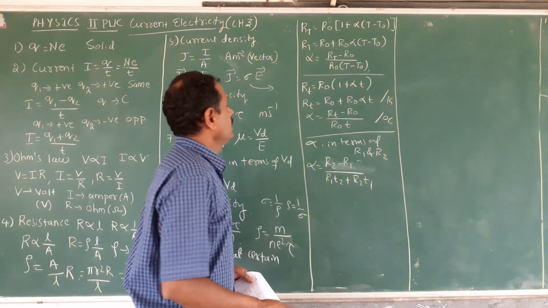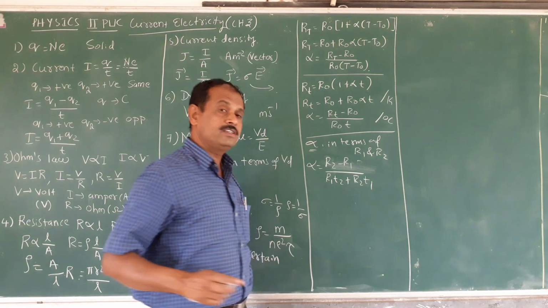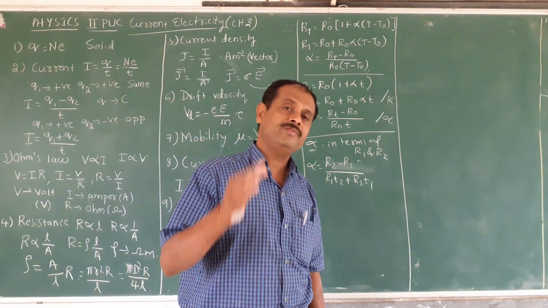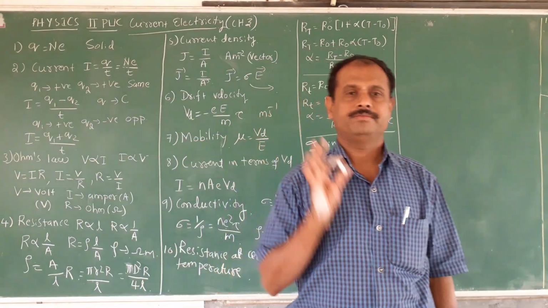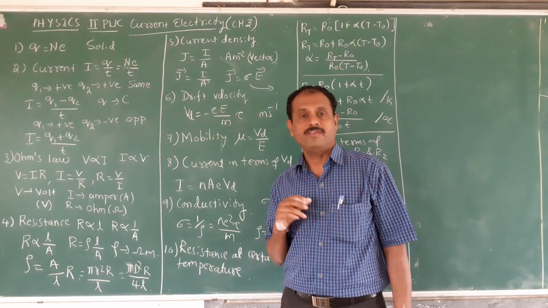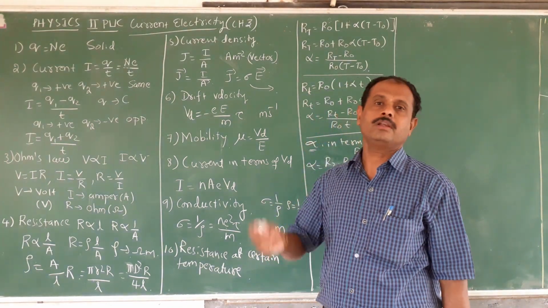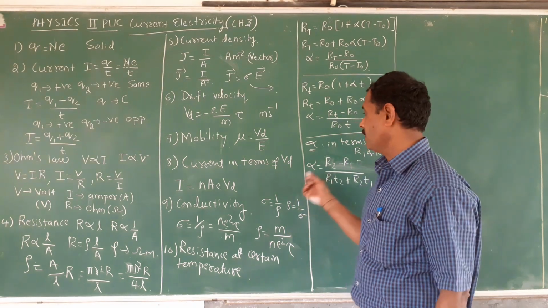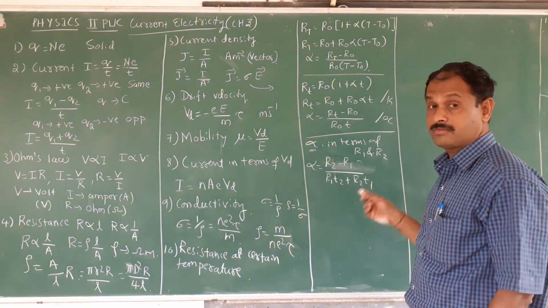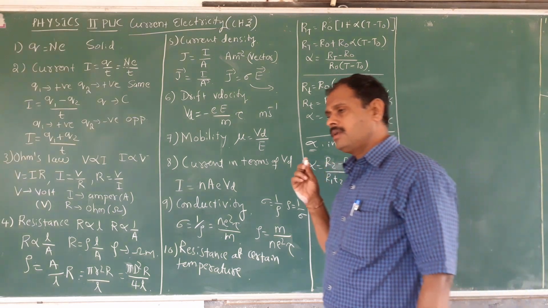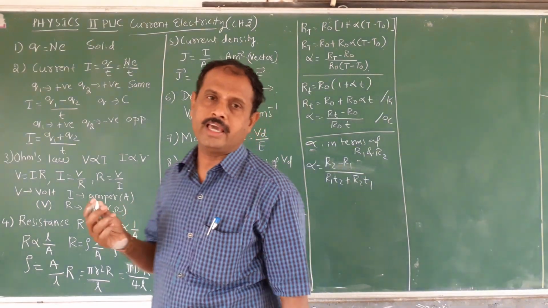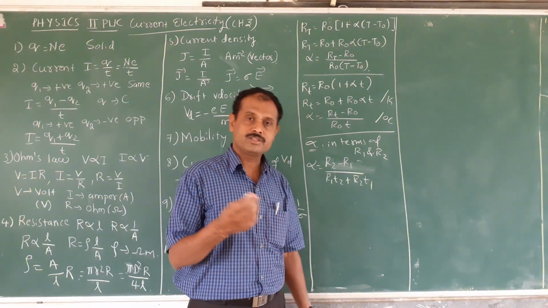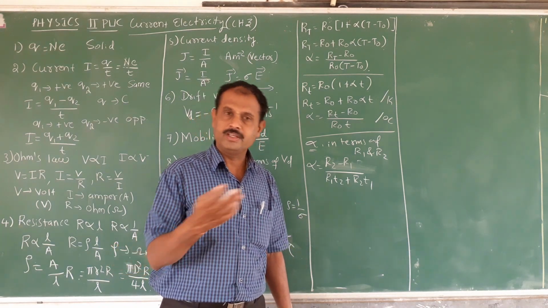What is alpha here? Alpha is said to be the temperature coefficient of resistance of the material. Once again, alpha is nothing but the temperature coefficient of resistance of the material. Now, different materials have different temperature coefficients of resistance.